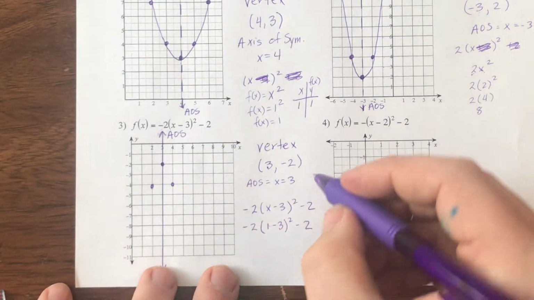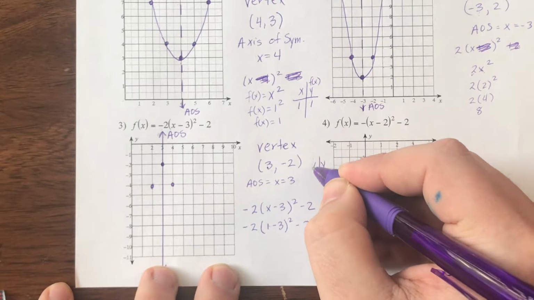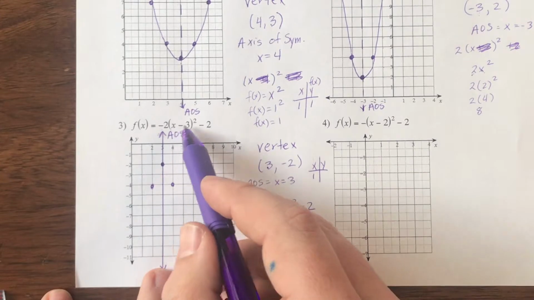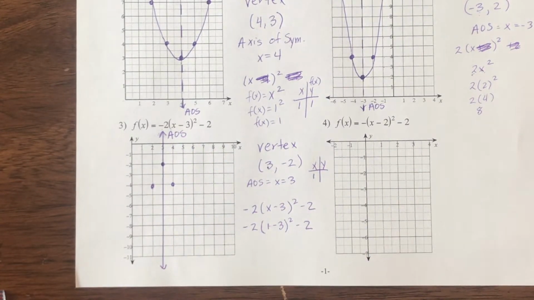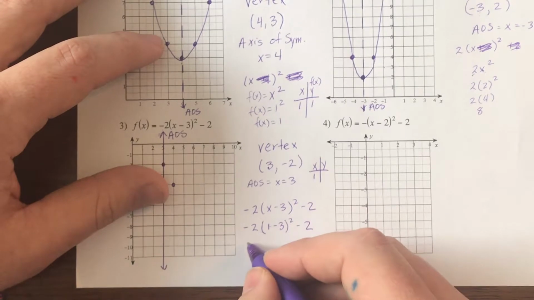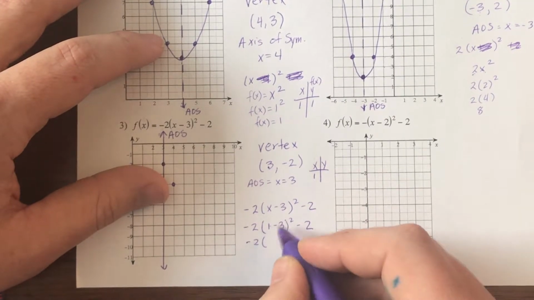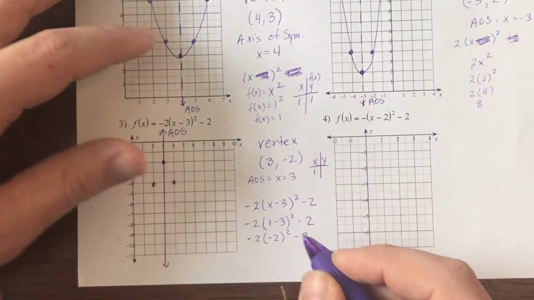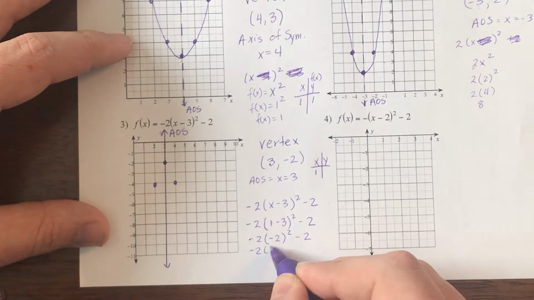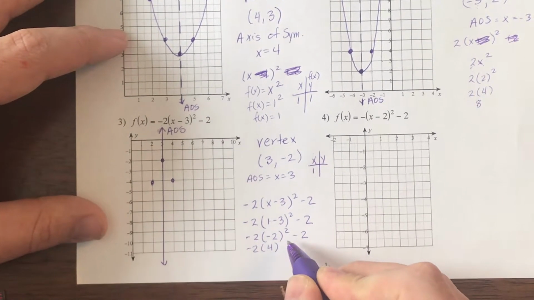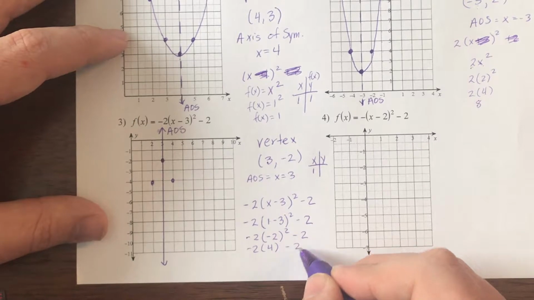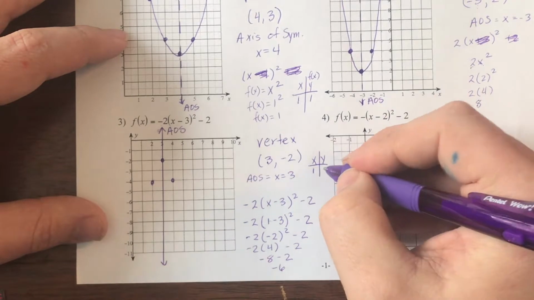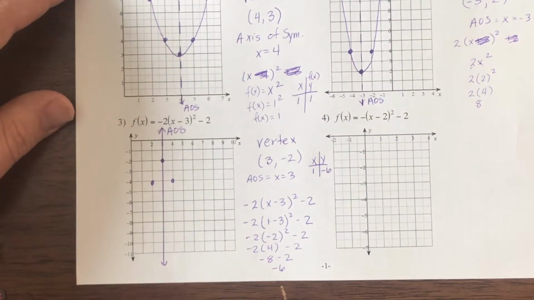So what I'm trying to find is what is y. I'm basically making an xy table here. What is y when x is 1? Well, I just put it into the original. Again, there's a million different ways to work this. So you got -2 times (1 minus 3). 1 minus 3 would be -2, squared, minus 2. And then you'd have -2 times +4, because -2 squared is 4. And then you got that -2. So then that would lead you to -8 minus 2. -8 minus 2 is -6. So when x is 1, y is -6.